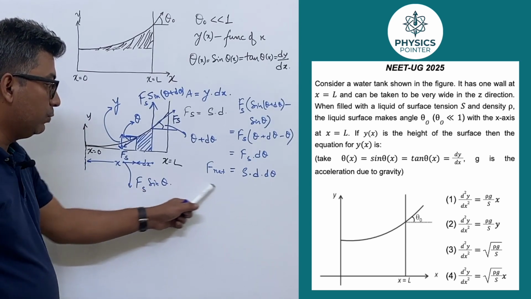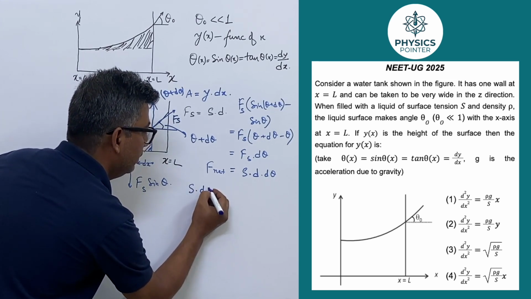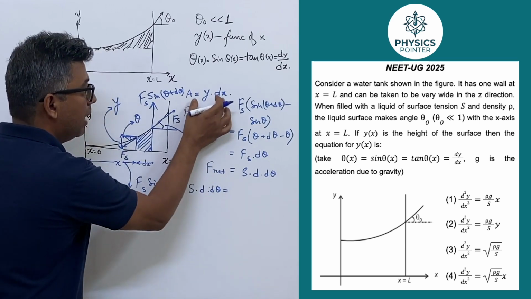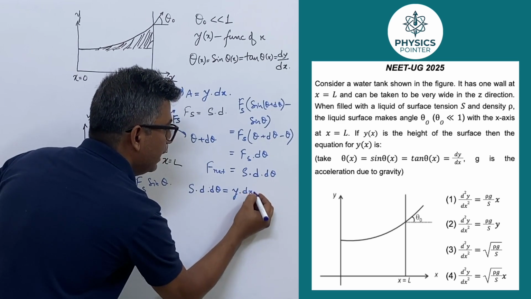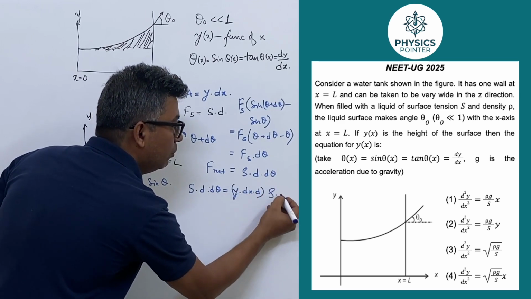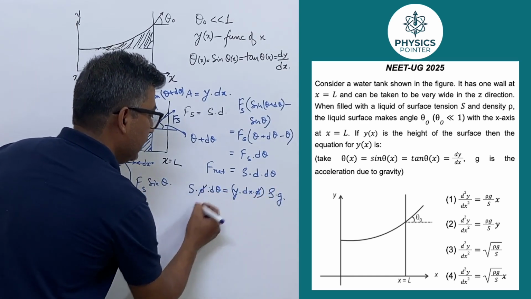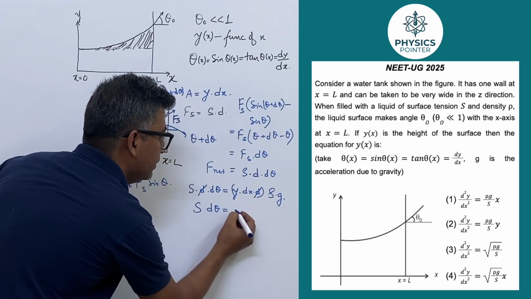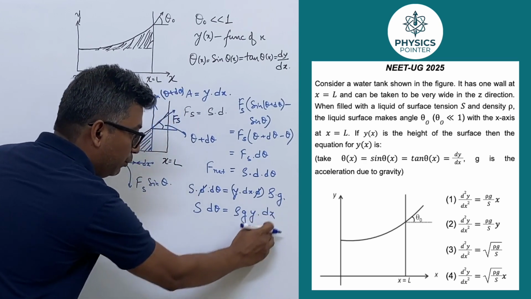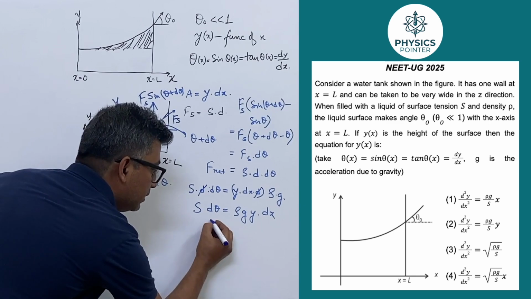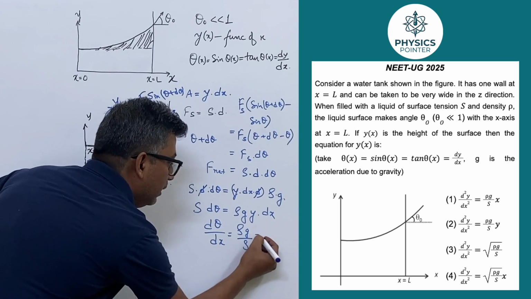So when we equate this with the weight, we already got the area, right? So this will be S D into d theta equal to the weight. How do we get the mass? Area into depth, so volume is dx into d, multiplied by rho into g. Now you can cancel out d and d. So this becomes S d theta is equal to rho g y into dx. If you bring dx to this side and S to the other, this becomes d theta by dx is equal to rho g by S into y.